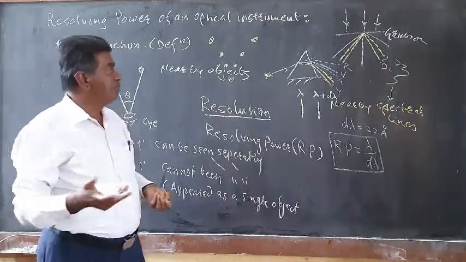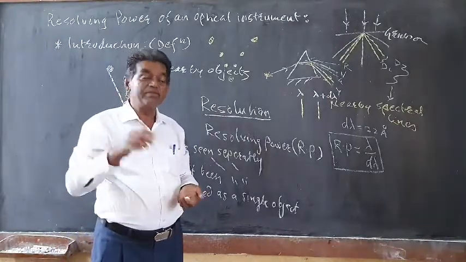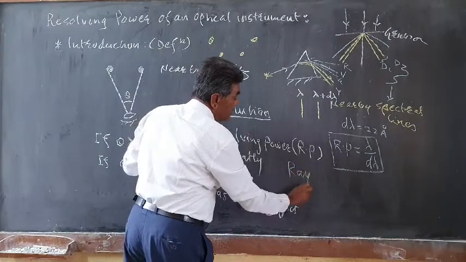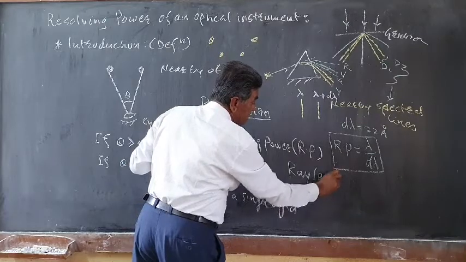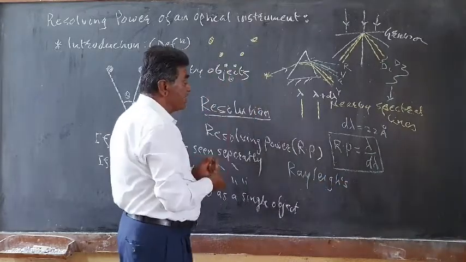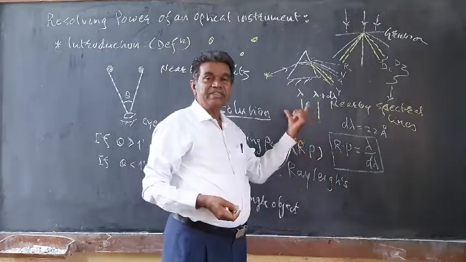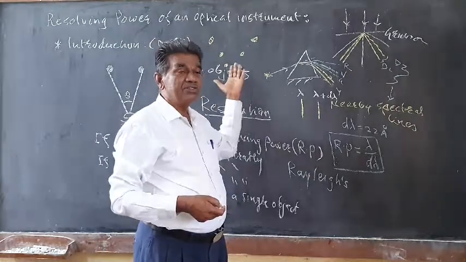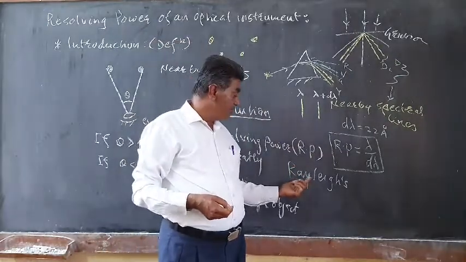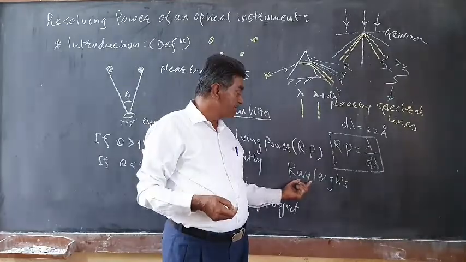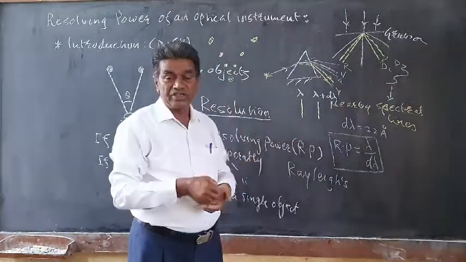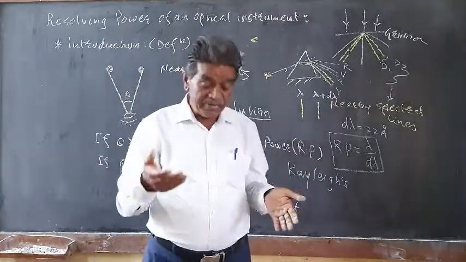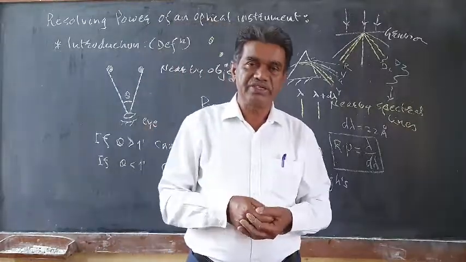There is also a limit of spectral resolution, which was given by the scientist Rayleigh. In the next lecture we will see Rayleigh's criterion for geometrical resolution as well as Rayleigh's criterion for spectral resolution, that is, the limit of resolution for both. Okay, thank you.